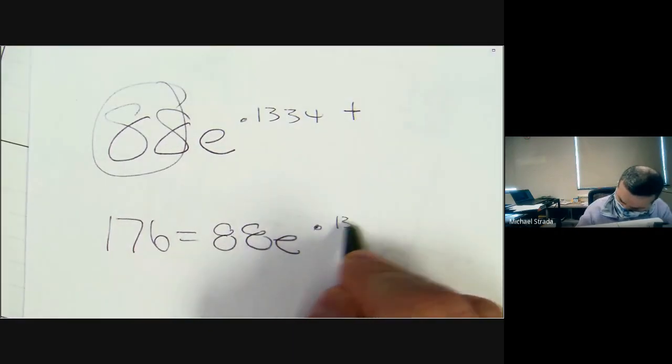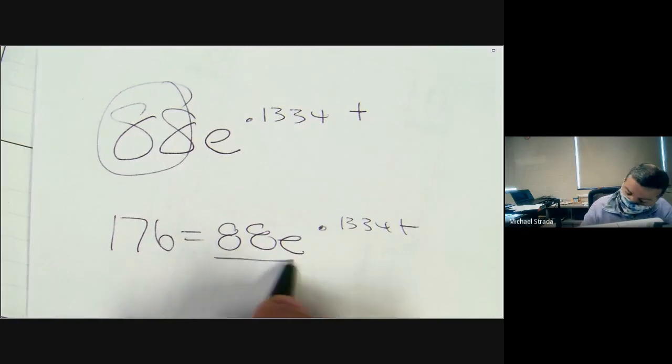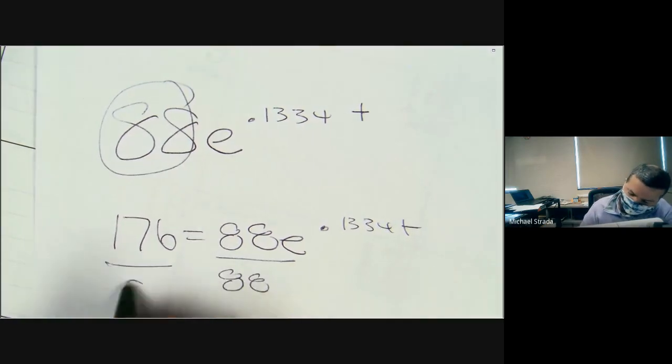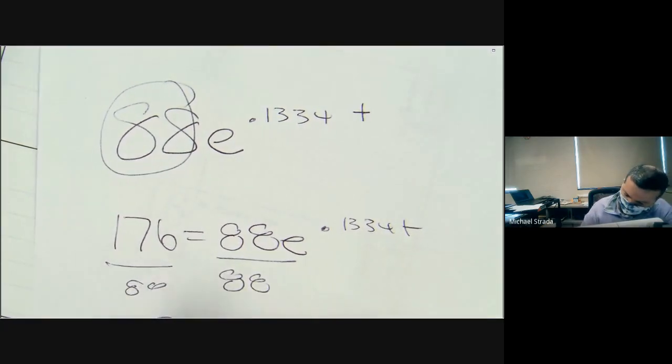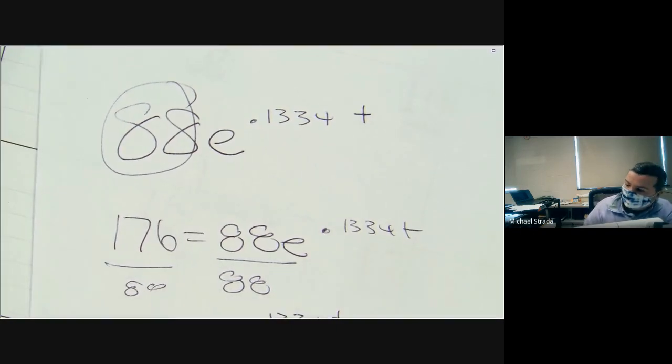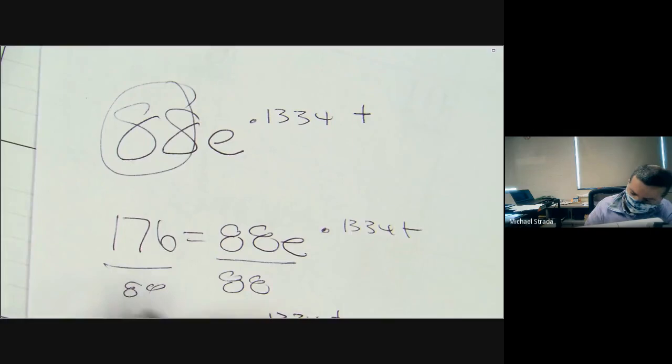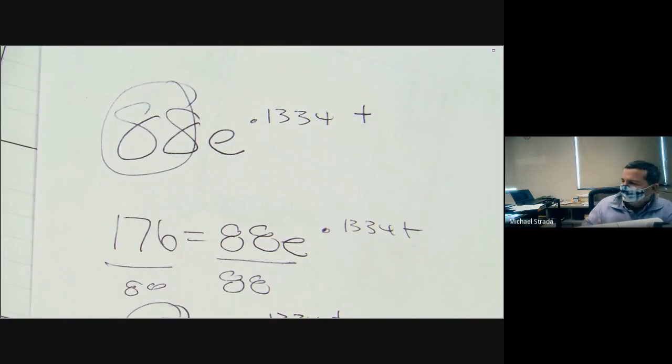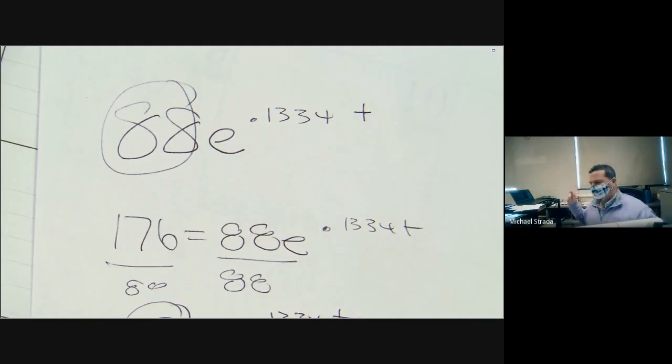So 0.1334T. Now you would then divide by the 88. That's going to bring you back to 2. So if you want, you can skip the whole 176 and 88 part. And if the problem asks you to double, you just set it equal to 2. If it asks to triple, you would set it equal to 3. And then you do natural logs.